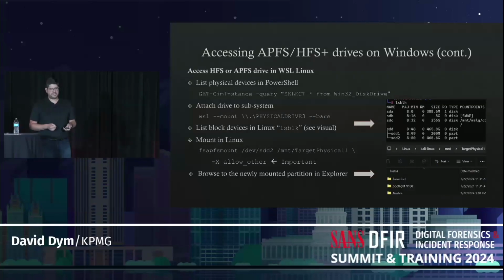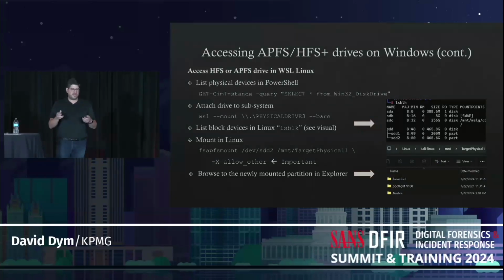So here's a little guide on accessing using Linux, Windows Subsystem for Linux plus FTK Imager. You open up PowerShell as an administrator. You run Get-CimInstance, querying Win32_DiskDrive. You could do that with FTK Imager or other tools as well. Then you just need to attach it to the Subsystem for Linux. You can do that with wsl --mount, give it the physical drive, and --bare. And then you can run lsblk in Linux. It'll give you your block devices and partitions. And here we see that sdd2 is 465 gigs. So that has to be the one that I want.